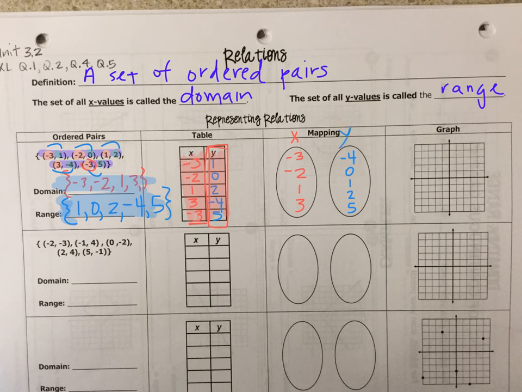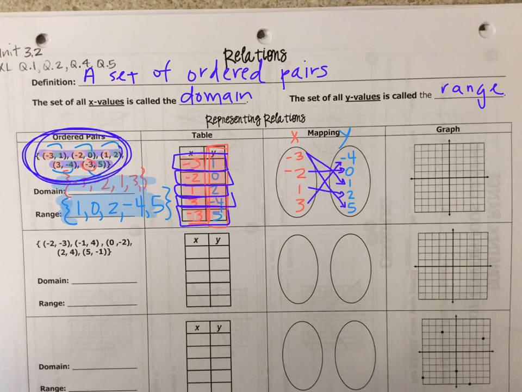Now once they're in order, I connect them, who they go with. The -3 goes with a 1. So I draw an arrow to the 1. The -2 goes with the 0. Draw an arrow. The 1 goes with the 2. The 3 goes with the -4, so he goes all the way up to the top. And the -3, I just draw a second line. This one needs to go to the 5. That's how you map.